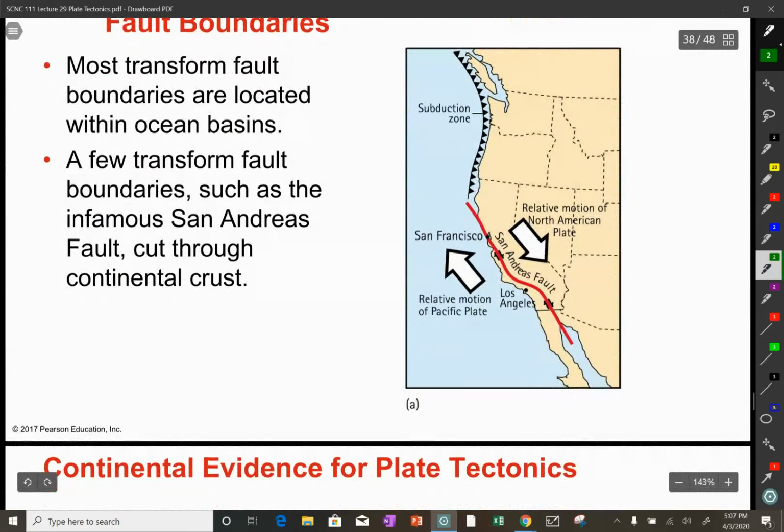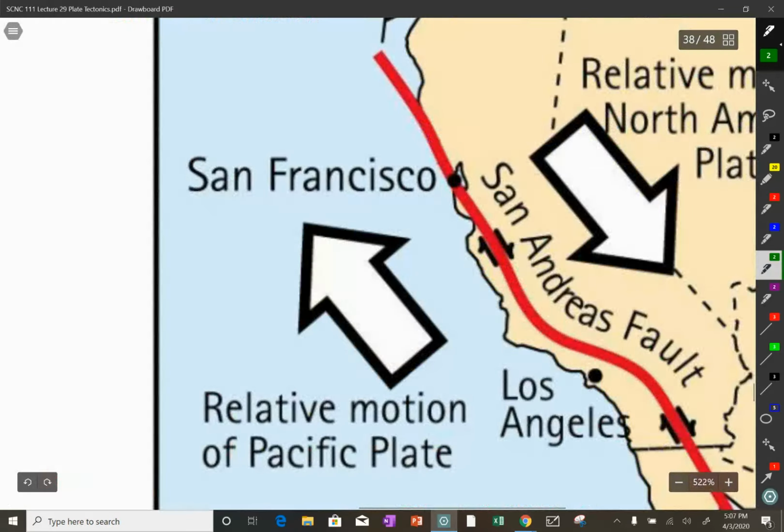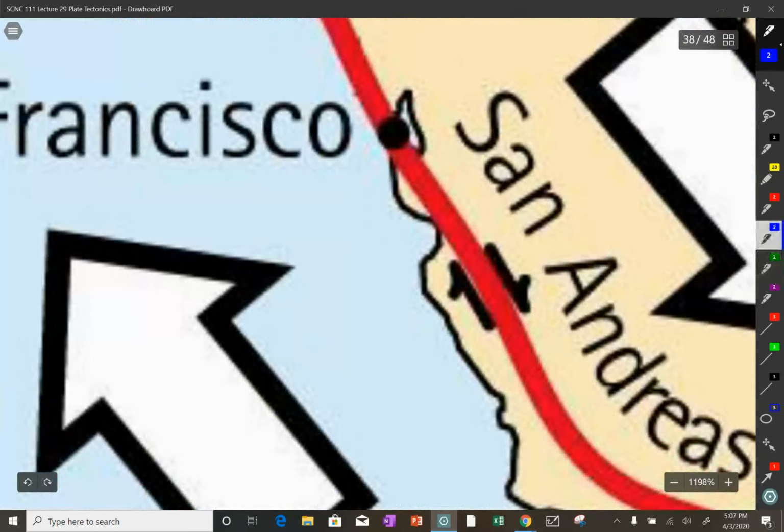Here's the San Andreas Fault. And remember, I told you where I grew up. I grew up right here. The road was San Andreas Road because the San Andreas Fault is right there. Up here is San Francisco. It's marked there, San Francisco, and Oakland's over here. That's where the Raiders used to play.